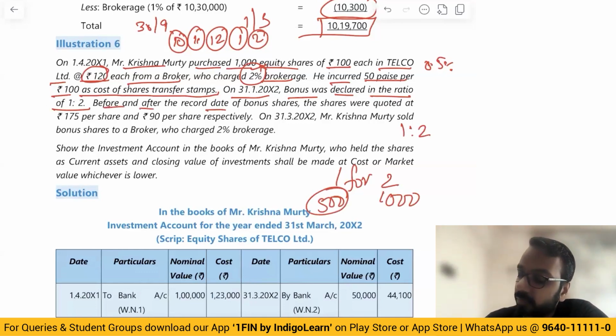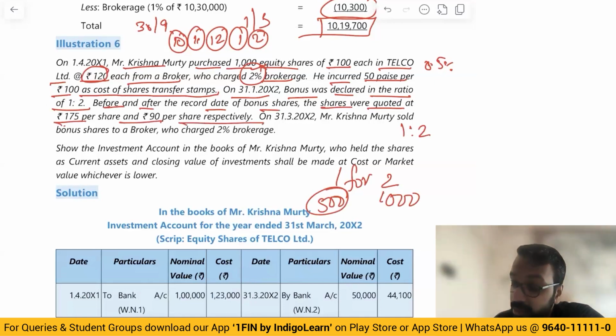Before and after the record date of bonus shares, the shares were quoted at 175 and 90 per share respectively. This change in value because of bonus shares is not relevant for us. What is relevant for us is what is the closing balance? On 31st of March, Mr. Krishnamurthy sold bonus shares to a broker who charged 2% brokerage. How much did we sell? We sold 500 shares.